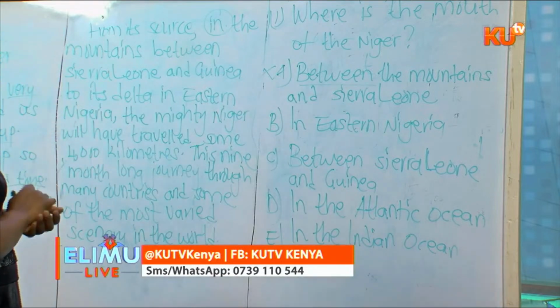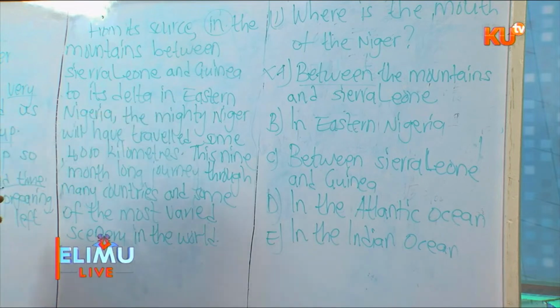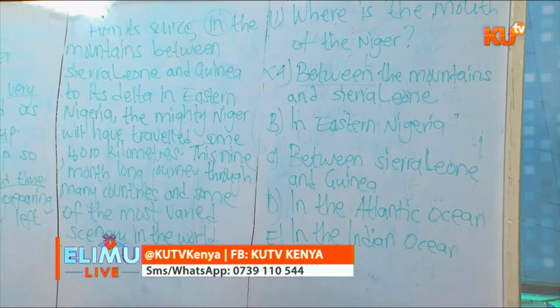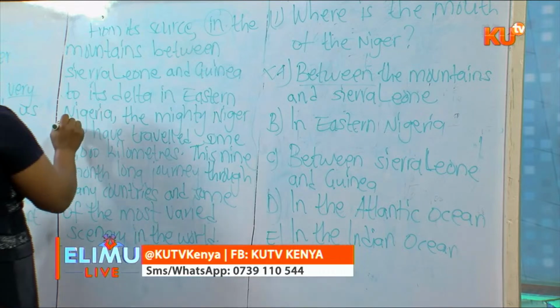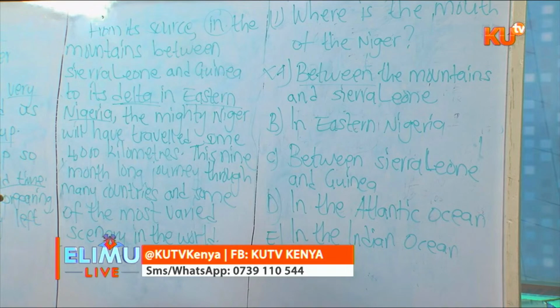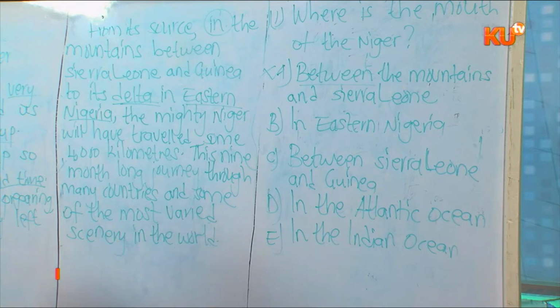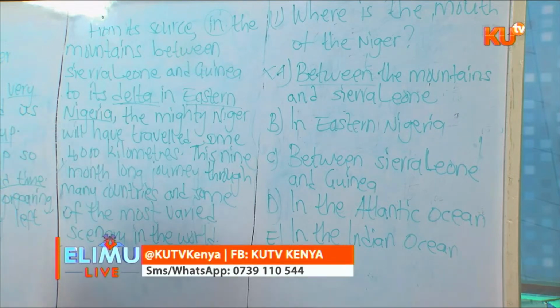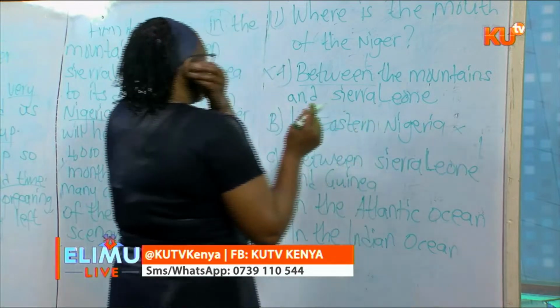Choice B, in eastern Nigeria. We go back to our passage and find out what is being talked about concerning eastern Nigeria. From its source in the mountains between Sierra Leone and Guinea to its delta in eastern Nigeria. So what is the delta? We are told that the delta of a river is where it enters another water body or where it ends. So you are likely to have learned that the delta of some rivers can also be their mouths. So we put a star on choice B and we move on.